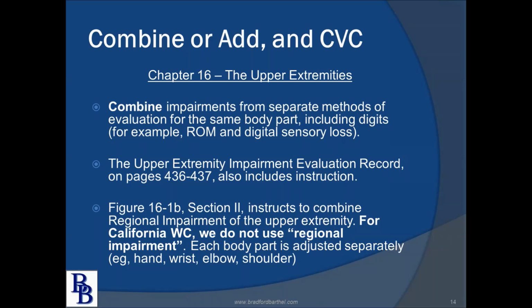So that's another inadvertent, not really an error, but an inconsistency that doesn't necessarily help us rate that the doctor has given us. We need to rate each body part separately, adjusted separately, as allowed in the guide. So for instance, the hand is rated separately, the wrist, I'm sorry, adjusted separately, not as indicated in the guide, as indicated in the rating schedule. The hand is separate, the wrist is separate, the elbow is separate, the shoulder is separate. So that's another thing to remember, that the doctors may be following the guide's instructions, but in this particular case, they don't help us.